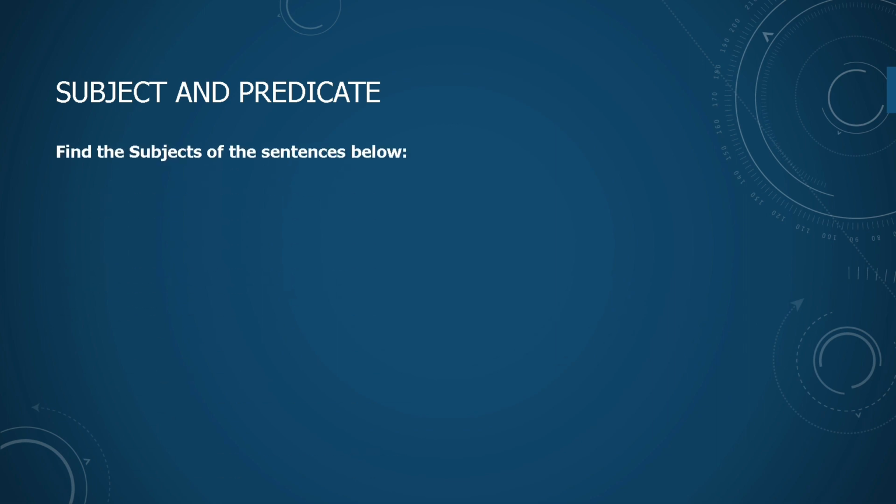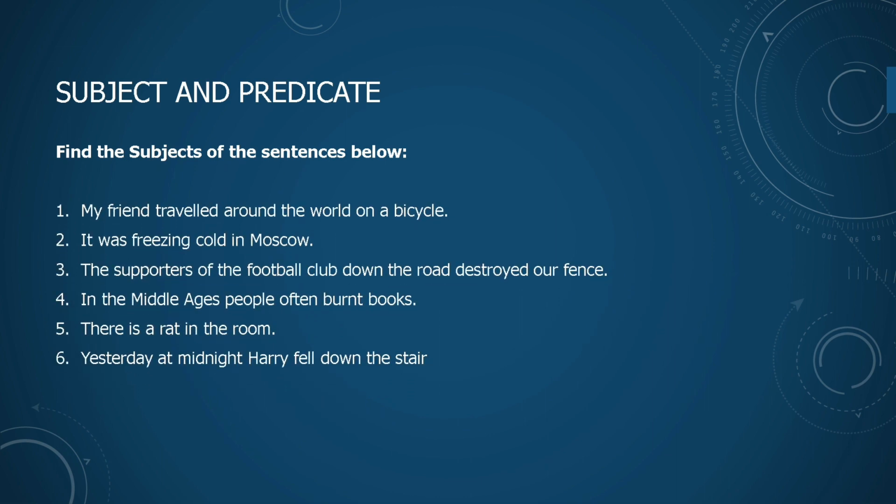We said subject comes at the beginning. Subject sometimes can be the doer of an action or the agent, but it is not a must. And then we said the predicate is everything in the sentence except the subject. So the first example, my friend is the subject and the rest of the sentence is predicate.